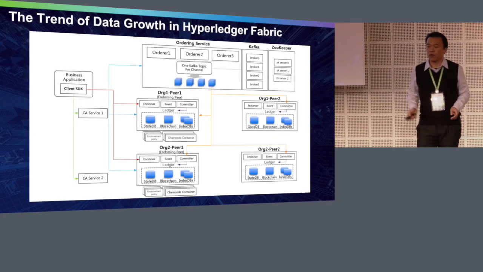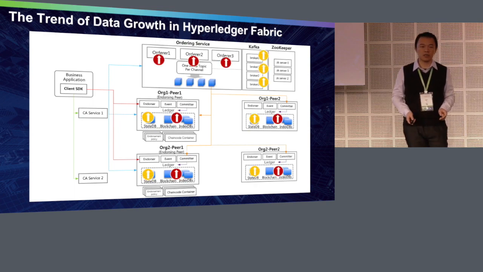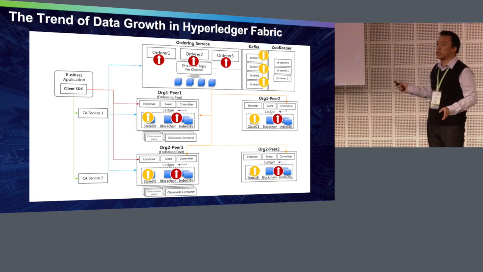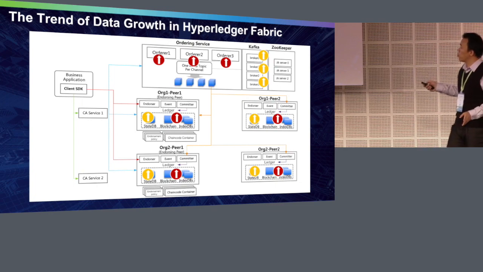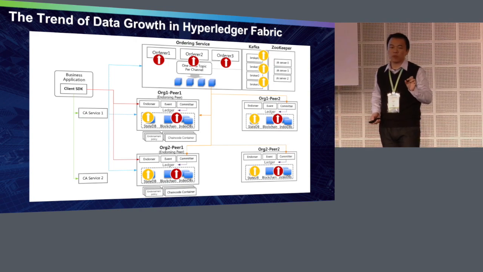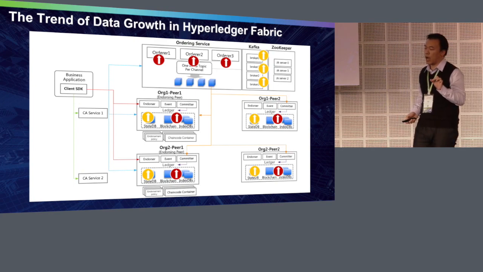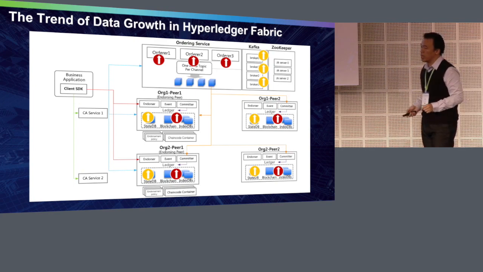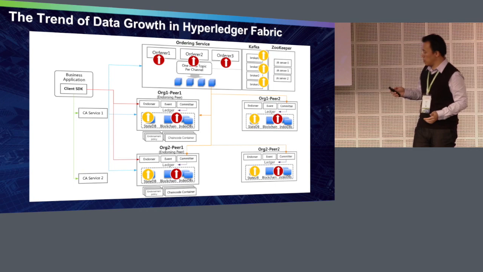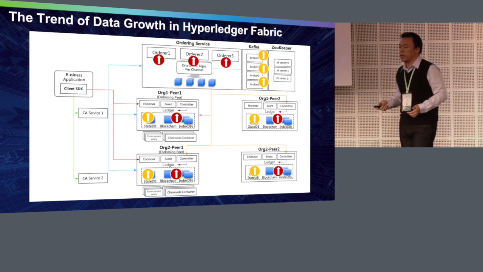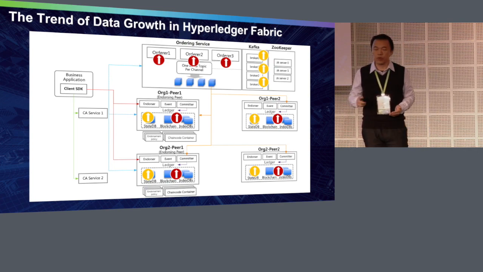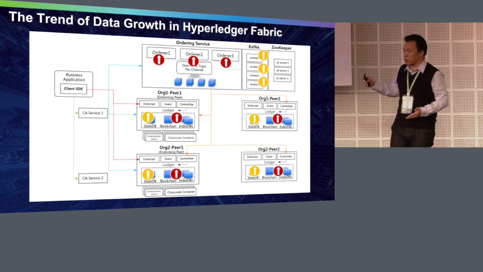And the second thing is that we have done a trend analysis for the data growth in the Hyperledger Fabric network. As you can see in the slide, the red spots indicate the places where the storage consumption rate grows very high, and the yellow spots indicate a medium rate of storage consumption growth. This is because the red spots are the peer and orderer, which maintain a series of append-only blockchain files, and these will grow directly as the transactions grow.